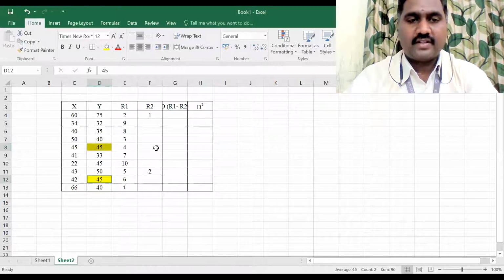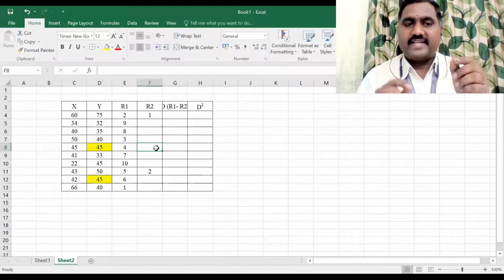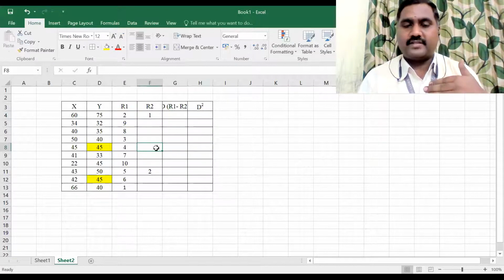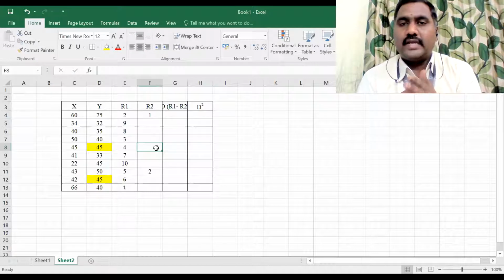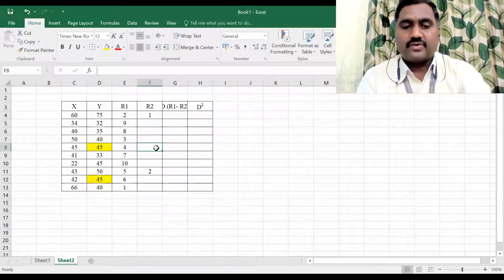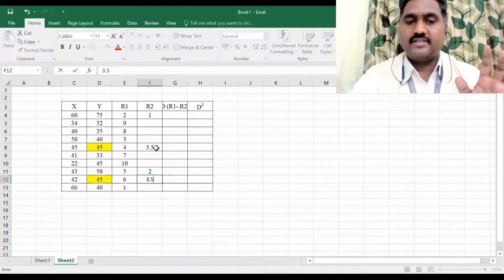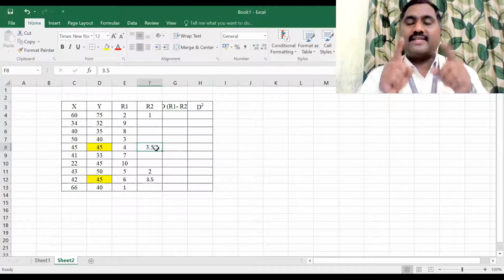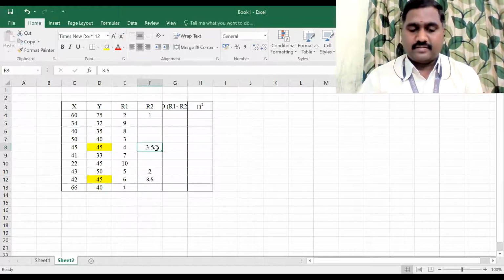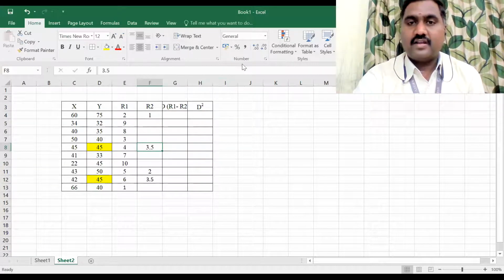So 45s are there. That means which places? The third and fourth place. So third and fourth place means 3 and 4. So 3 plus 4 divided by 2, 7 by 2, 3.5. So you have to mention the average 3.5 in both places. Don't mention 3 and 4, guys. This is the way you have to do it when the ranks are repeated.